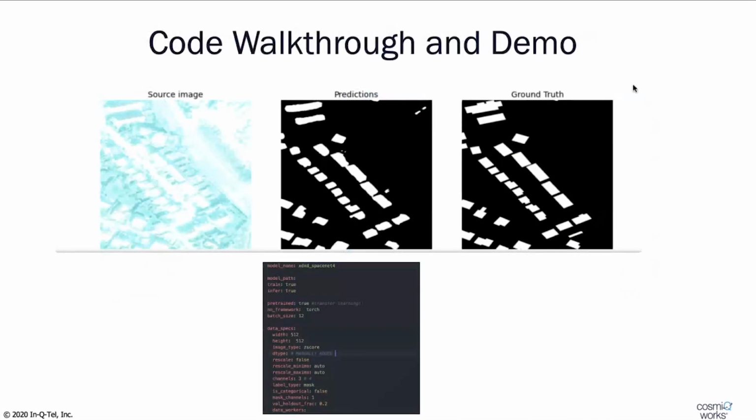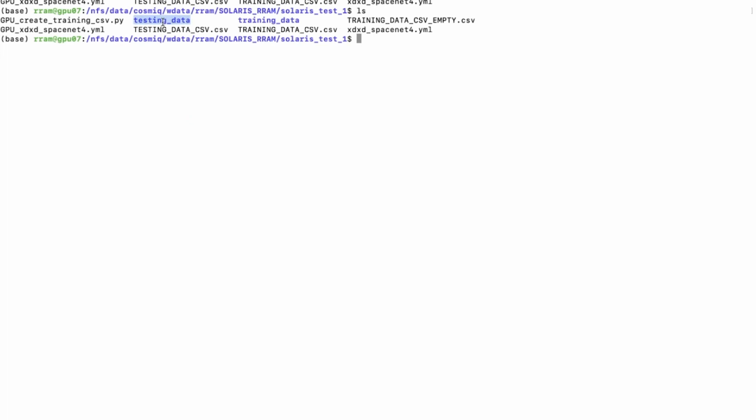So now let's do a code walkthrough and demo. As you can see here, I have my data set up in a folder in a GPU. So here I have my testing data, and here I have my training data. And here is where I have the model file that we'll eventually be executing.